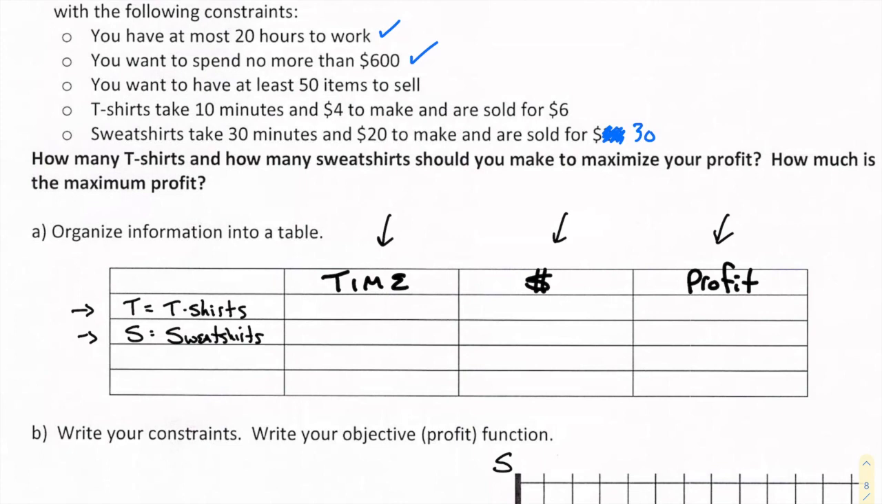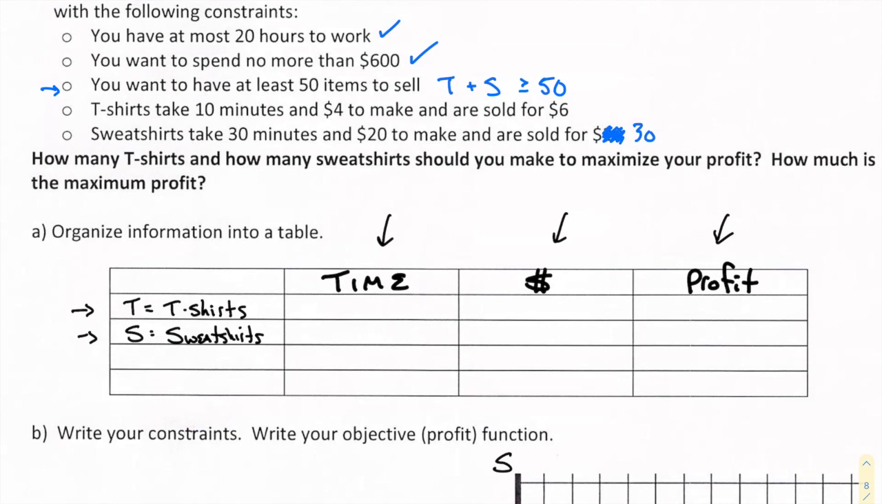The first thing that I observe is this third item that says you want to have at least 50 items to sell. So between the t-shirts and the sweatshirts, you want to have greater than or equal to 50 items. So T plus S is greater than or equal to 50. You could use X and Y if you chose. I'm just using letters that represent the variables a little bit easier.